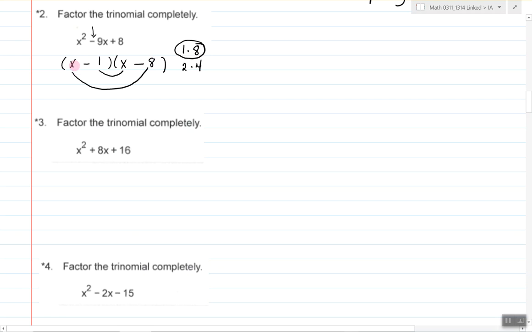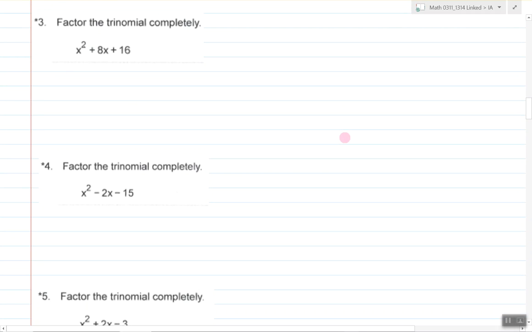The product of the first, x times x, is x squared. The outer product is negative 8x. The inner product is negative 1x. Those combine to be negative 9x. Negative 1 times negative 8 is positive 8. I have the correct factors. So when you're answering MyMathLab, this is what you'll type in. You're finding the factors that would multiply together to give you the original trinomial.